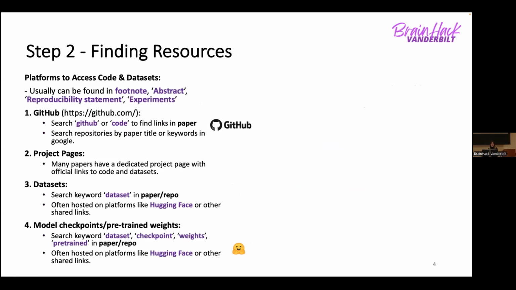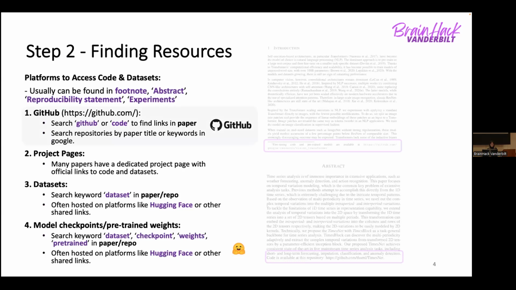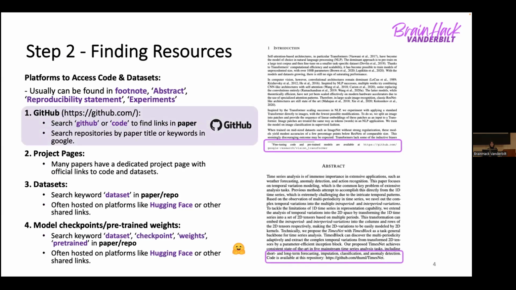Okay, after we find a paper, we are interested in the associated resources like the code, dataset, model checkpoint, etc. So usually you can find this information in the footnote, abstract, reproducibility statement, and experiment section in the paper. So first of all, GitHub, which is where people usually put their code, and you could easily find it by typing the keywords GitHub and code to search in the paper.